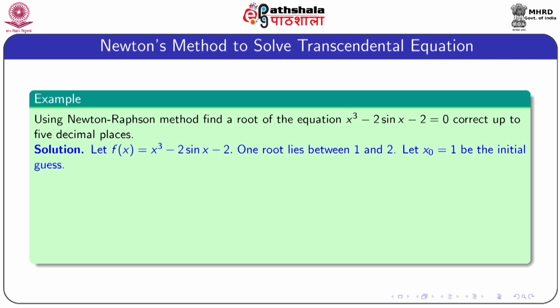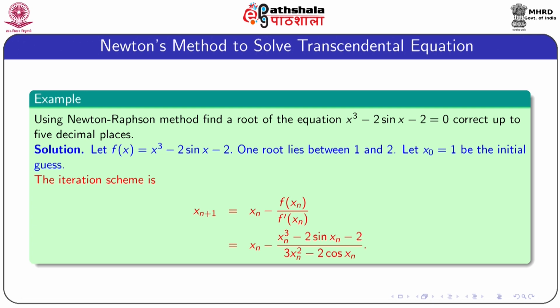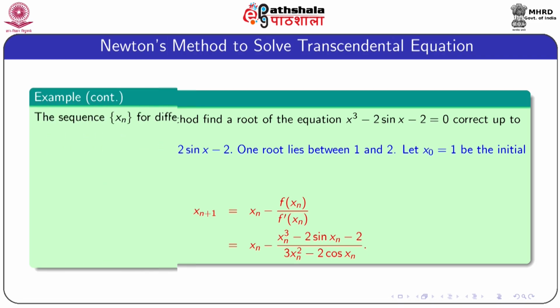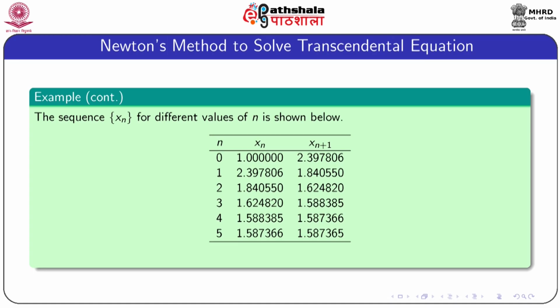So we let the initial guess x0 equal to 1, and the iteration scheme is x(n+1) equal to xn minus f of xn by f prime xn, and after substituting the values of f of xn and f prime xn we obtain the last expression. The sequence of xn for different values of n are shown in the following table. The first column represents the iteration number, second column represents the value of xn, that means the value of approximate root at n iteration, and last column represents the value of x at the n plus 1 iteration.